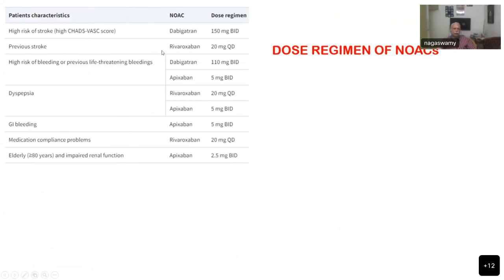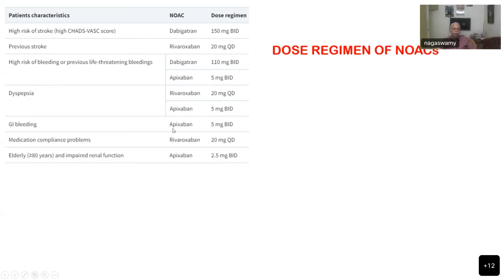And for a previous stroke patient, if you want to use rivaroxaban, 20 milligram. For high bleeding risk or previous life-threatening bleeding, dabigatran 110 milligram BID, apixaban 5 milligram BD. For dyspepsia, rivaroxaban 20 milligram, apixaban 5 milligram. That is, you have to adjust the dosage like this, reduce it.